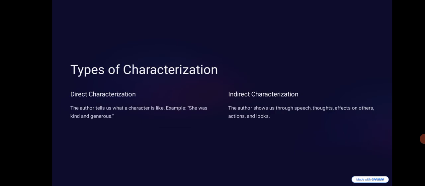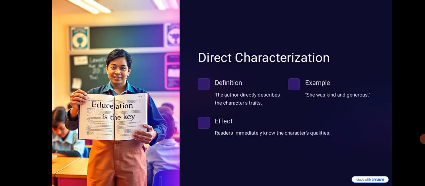Now, how do you do indirect characterization? So let's look at the direct one first. With direct characterization, like I mentioned earlier, the author directly describes the character's traits, qualities, and personality. So for example, she was kind and generous.